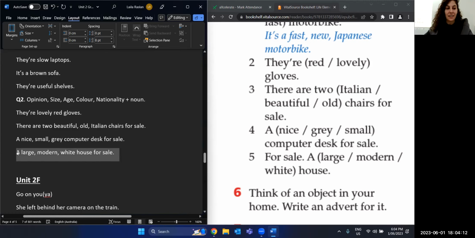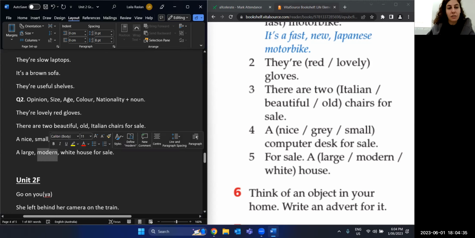So I say a, didn't say many, or it's just one. A always means singular noun. It could be, but it's more the age here. It could be your opinion. I think it's modern. But it's more of a fact of the age. It's a modern. That tells you the age. It's not old.